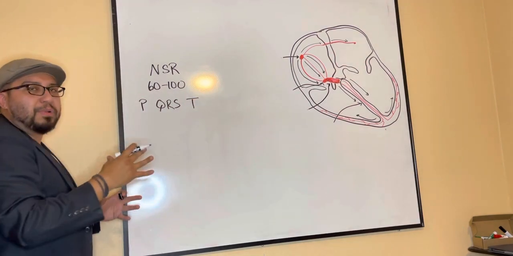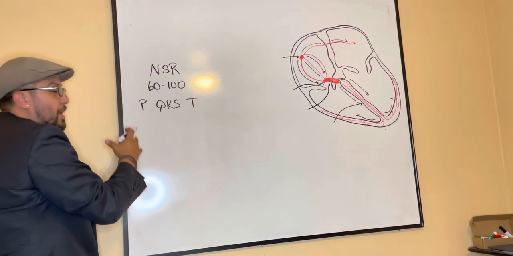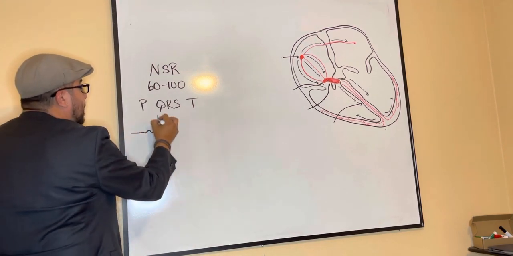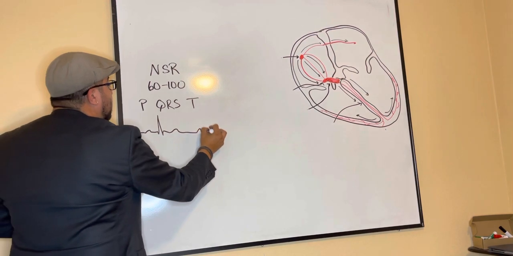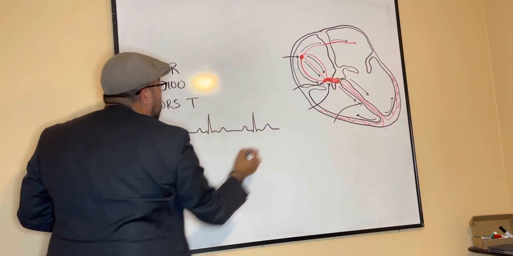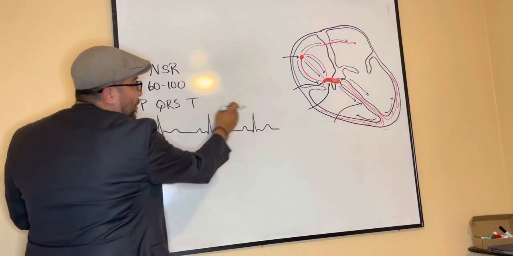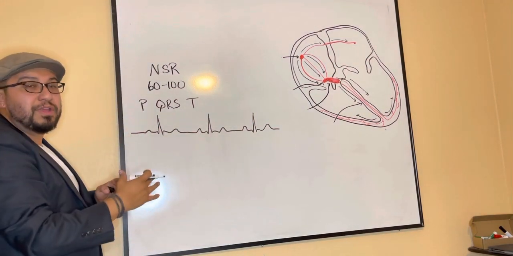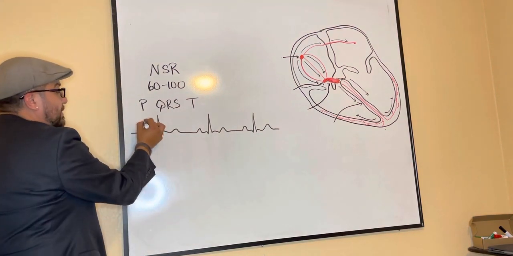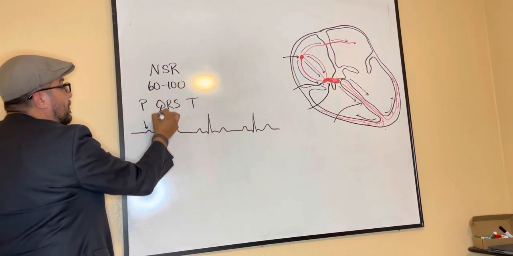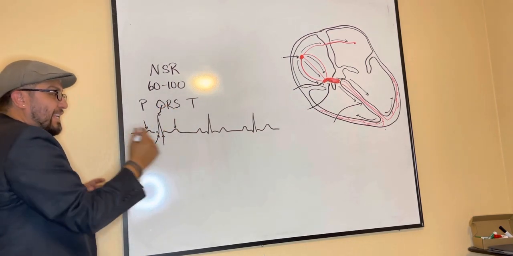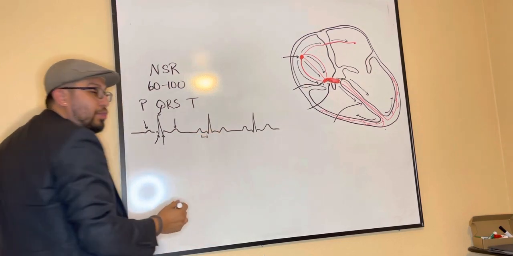All your complexes should be equally distanced from one another. For instance, P, Q, R, S, T, P, Q, R, S, T, P, Q, R, S, T. Generally speaking, they're more or less equally separated from one another. That's how you understand that this is normal sinus rhythm. They all have a P wave, they all have a Q, an R, an S, and they all have a T wave. And keep in mind that your PR interval should be short.